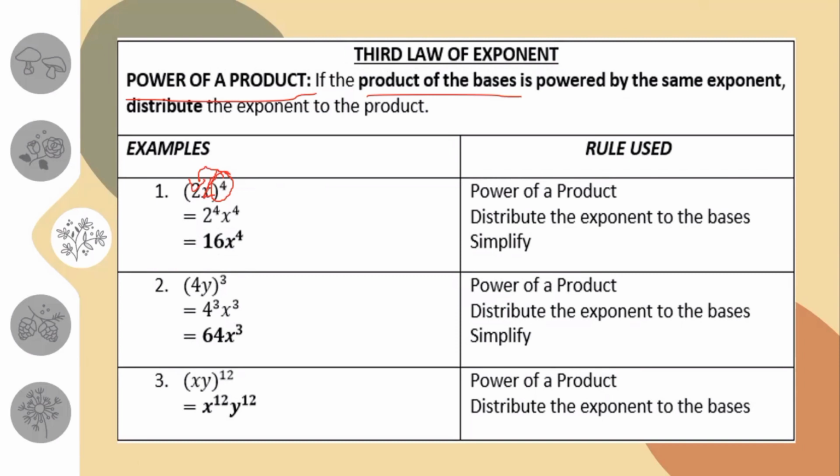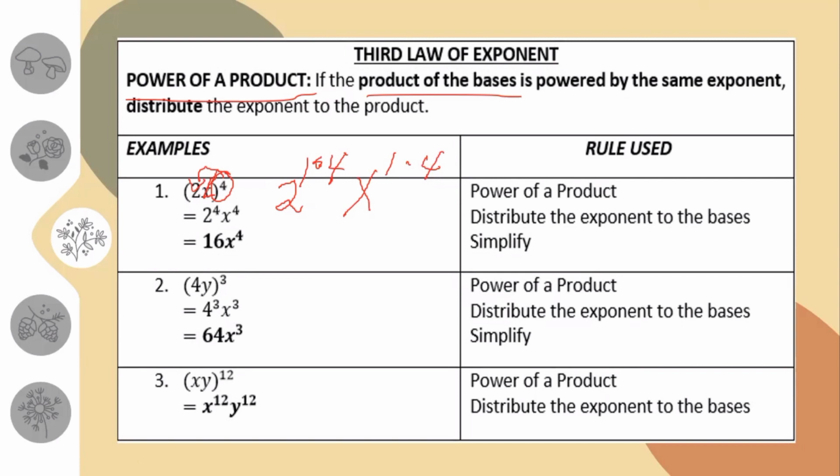Okay? Tandaan, kapag wala kayong nakikitang exponent sa isang expression, sa isang variable, sa isang constant, always that there is an imaginary one there. That is why what you will do is you have to keep the base, that is 2, raised to 1, you distribute 4, so 1 times 4, and then x raised to 1 times 4. Kaya po nakikita nyo na dyan, 2 raised to 4 times x raised to 4.